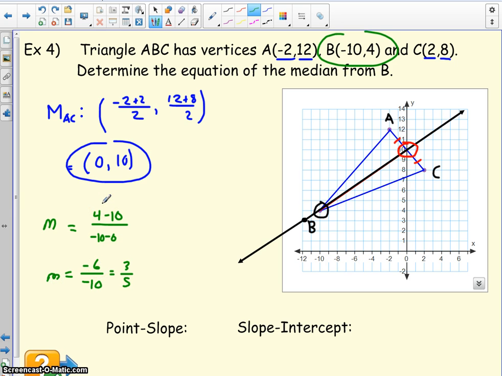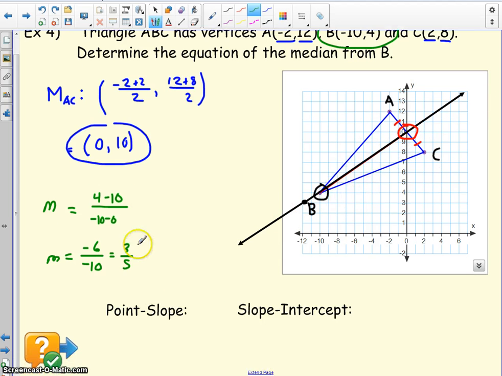Now, notice I don't need to take the perpendicular slope or anything like that, because this isn't a right bisector, it's a median. There's no stipulation this has to be perpendicular to anything. This is just the slope of this line right here. Okay, slope of the median. So now I have my slope, 3 over 5.